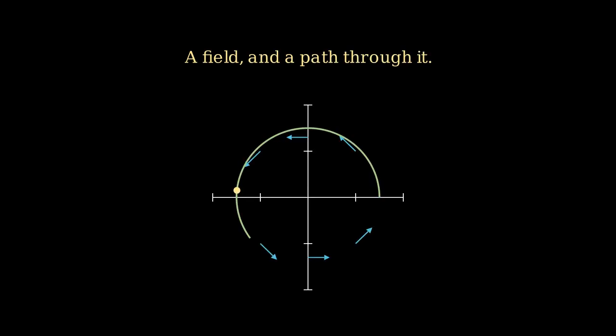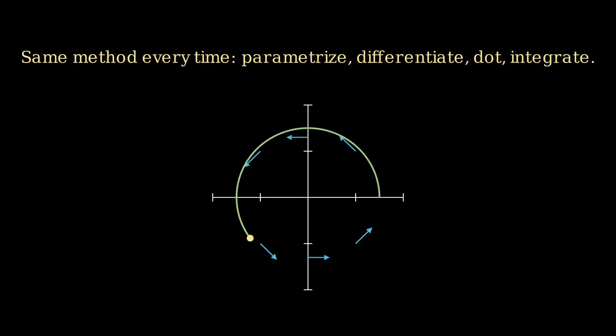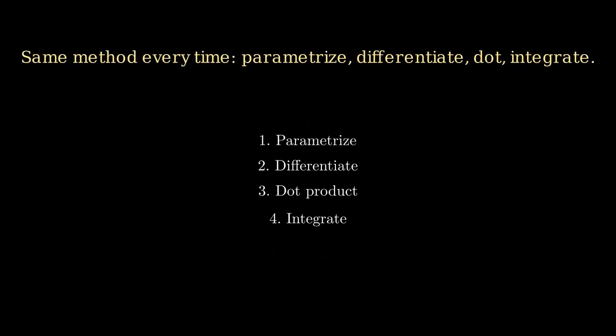Before touching any of these questions, let's picture the general shape of every single one. You're given a vector field, an arrow at every point in space, and a curve, a path someone walks along. The question always asks the same thing. How much does the field push along that path, start to finish? And the pattern to recognize is that no matter how messy the field or curve looks, the method never changes. Parametrize, differentiate, dot product, integrate.